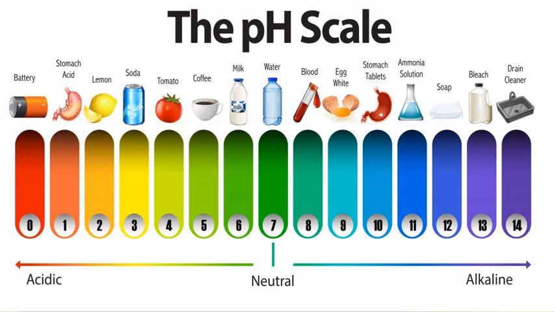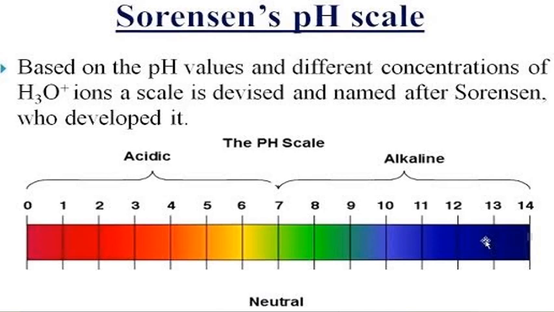Eggshell, made up of calcium elements, has the pH value 9. Stomach tablets, milk of magnesia, Mg(OH)2, have the pH value 10. Ammonia solution has pH value 11. Soap is 12, bleach 13, and drain cleaner is pH 14, which is alkaline in nature. So the pH varies from 0 to 6, which is acidic in nature, and 0 is the strongest acid, and 14 is the strongest base, as we have discussed.